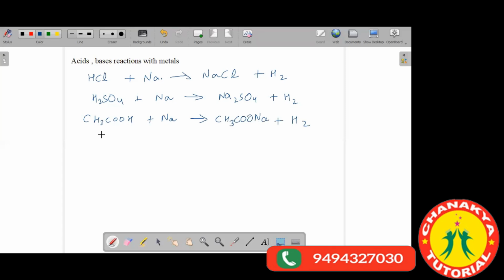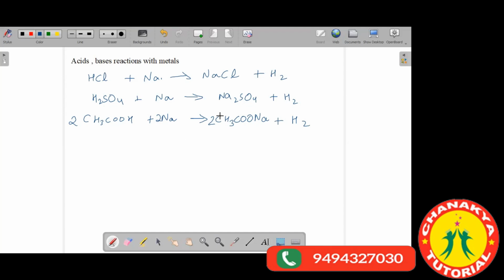Since this is an acid, it is ethanoic acid. So when ethanoic acid reacts with sodium, it produces salt. Okay. So you have CH3COONa plus hydrogen gas. So in all the cases, we observe that hydrogen gas is produced whenever a metal reacts with acid.